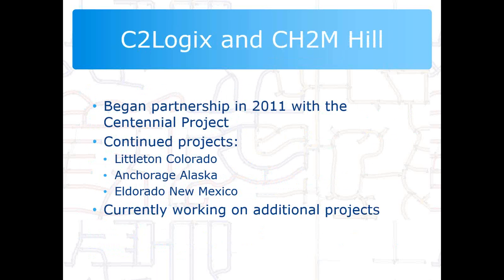So let me tell you a little bit about C2 Logix and CH2M Hill. We began this partnership back in 2011. Monty was actually working on a project for CH2M Hill at Centennial, and he had put out an RFP, which we responded to, and that was for Centennial. We got to know each other during that project and moved on to continued projects with Littleton, Colorado, which was a snowplow project, Anchorage, Alaska, which was a snowplow project, El Dorado, New Mexico, which actually was a meter reading project, and we're currently working on some additional projects. Monty, would you like to tell very briefly some of the other projects that you've been working on?